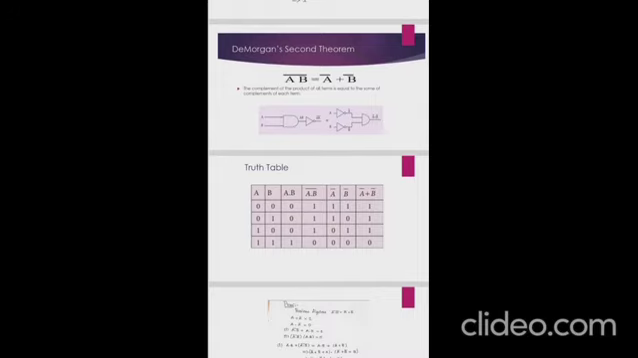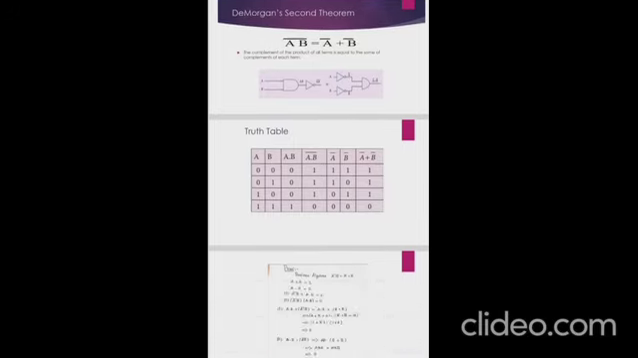The right hand side can be represented like this. The inputs are A and B. Here the NOT gate represents the inverting operation. So we get A bar and B bar after the NOT gate. Here it is an OR gate. We are going to add these two input values, A bar plus B bar. So this is the diagrammatic representation. That is De Morgan's second theorem.